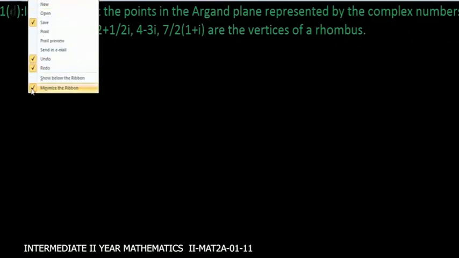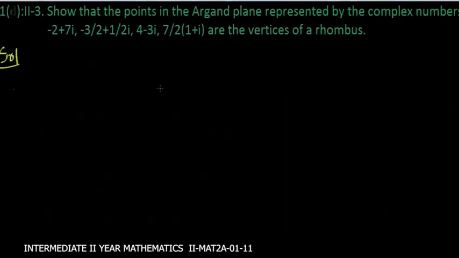So now, all 4 sides are equal in both, but in the case of a square the diagonals are equal. In the case of a rhombus the diagonals are not equal. So we have to prove this, finding the lengths of all the 4 sides and diagonals.